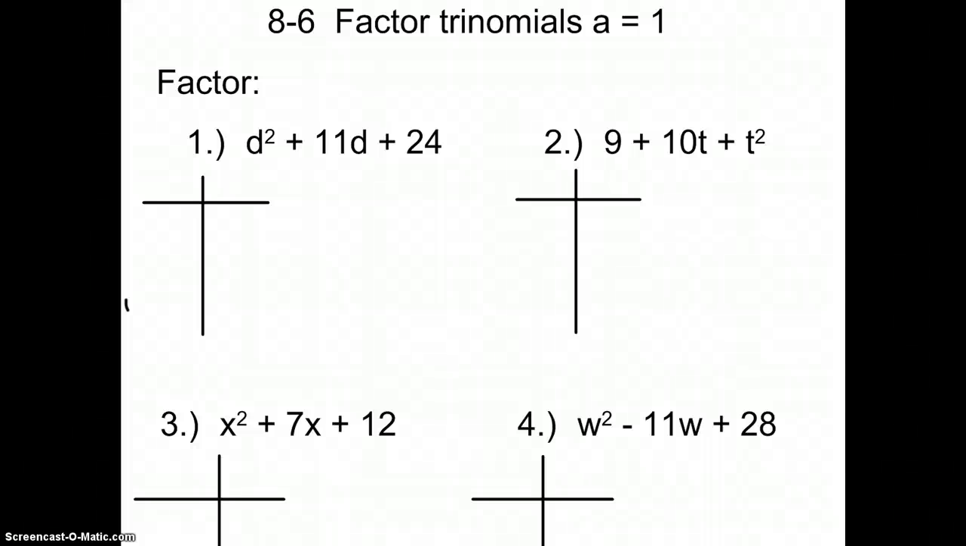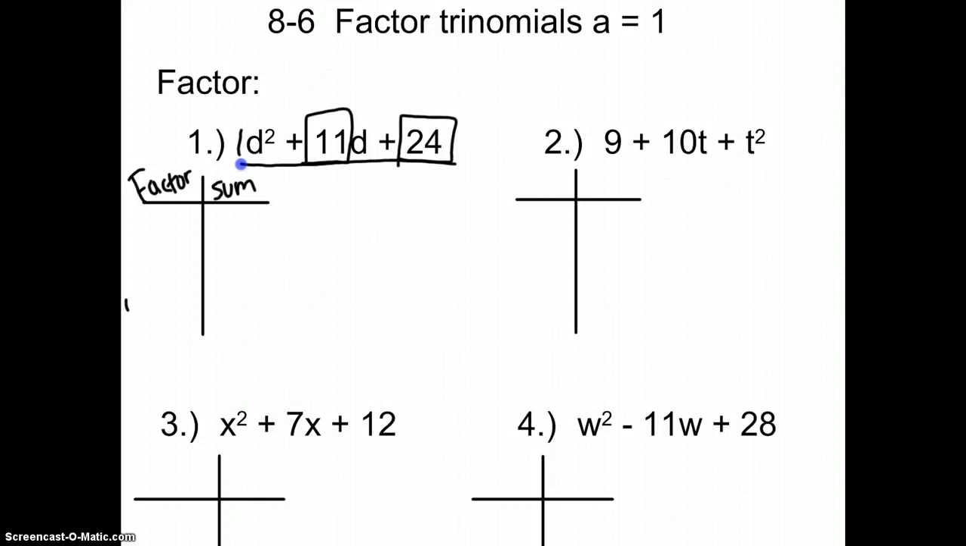Today we are talking about factoring trinomials where a equals 1, or when written out in standard notation, the squared term has a 1 in front of it. So for factoring these, we need to set up a factor sum table. And the numbers that we are going to be using are the last term, which is 24, and the middle term, which is positive 11.